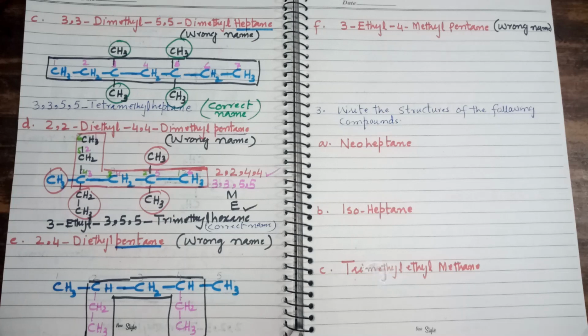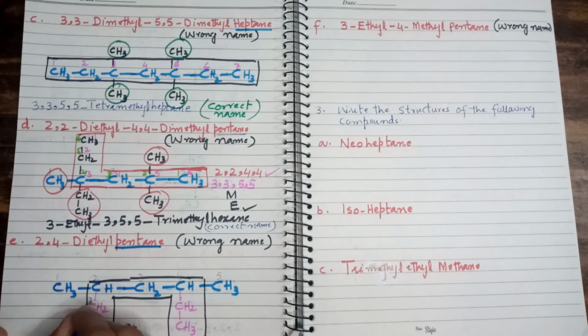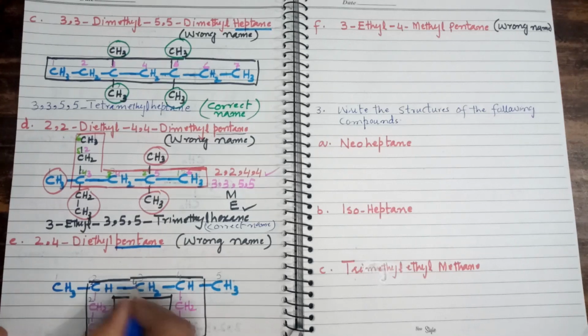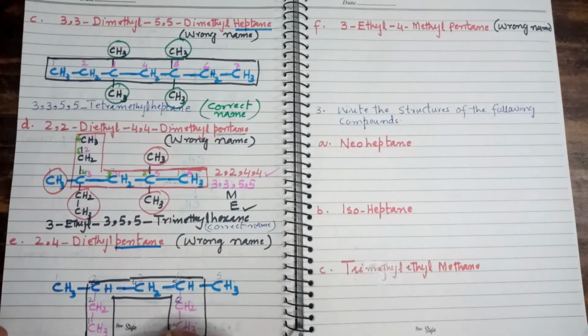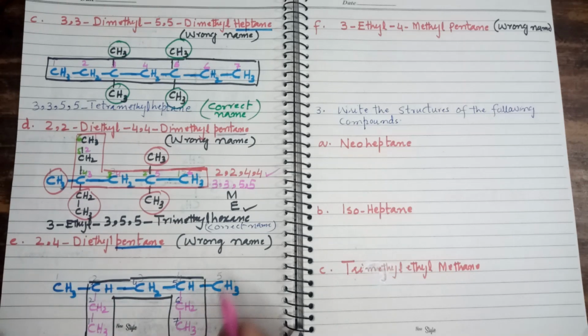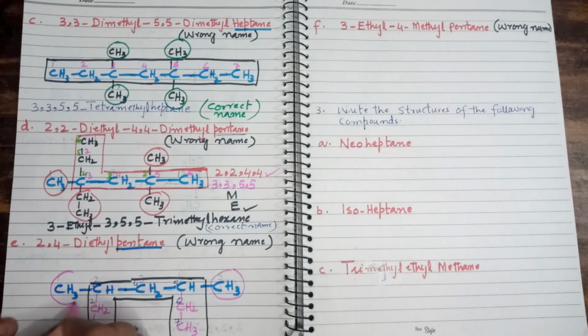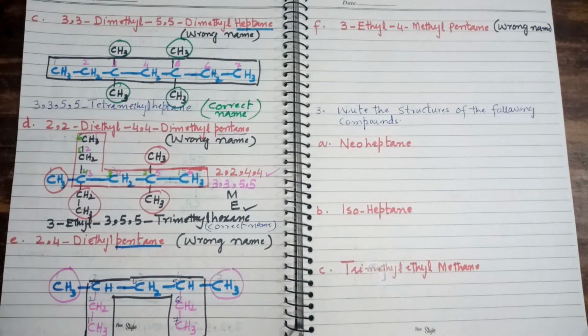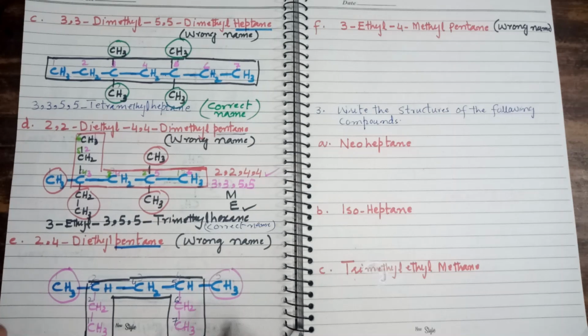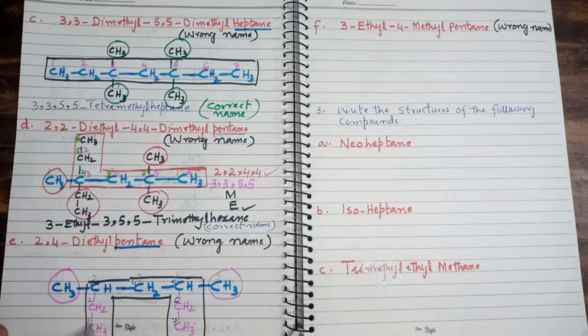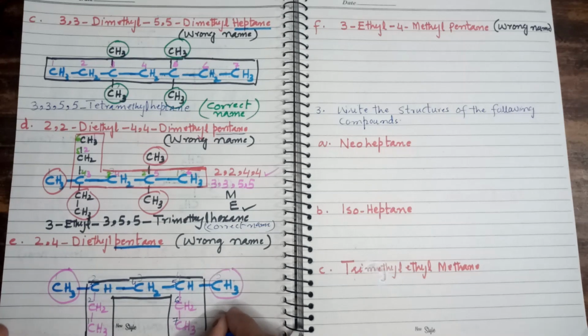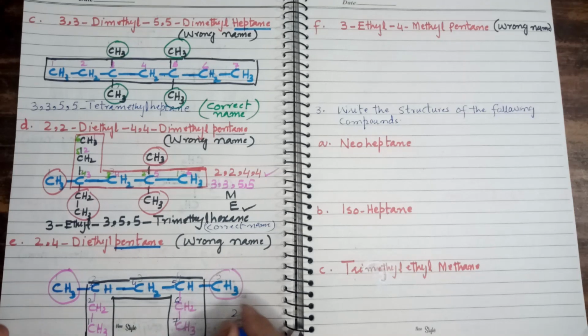Right? Now do the numbering of the parent chain. If we do the numbering from this end, 1, 2, 3, 4, 5, 6, 7. Here we notice there are 2 alkyl radicals which are present outside the chain, right? Now their positions, here students you can notice the position of this alkyl radical. If we do the numbering this way, one alkyl radical is attached with carbon number 2, right? And the second alkyl radical is attached with carbon number 5.